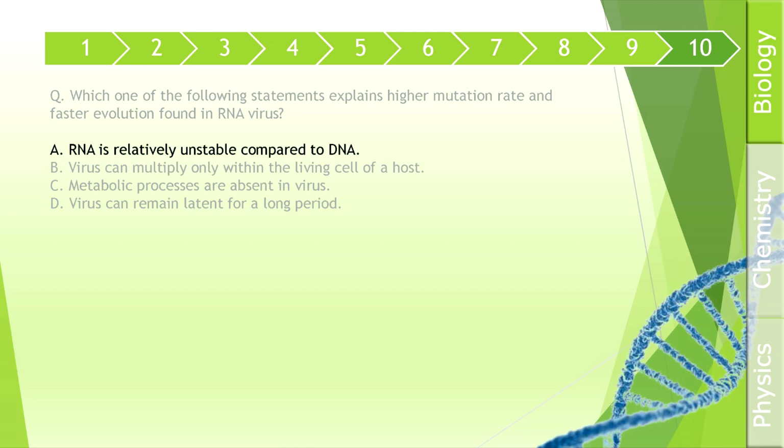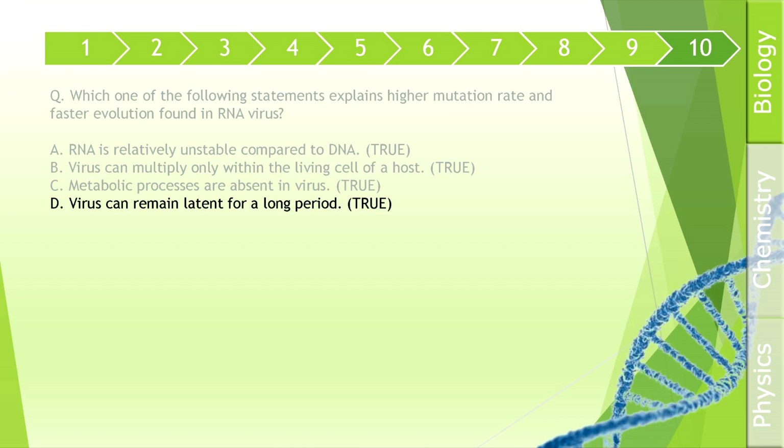Option A says that DNA is more stable, which is actually true. Option B says that a virus needs a host cell to multiply, which is also true. Option C says that there are no metabolic processes inside a virus. Assuming it is not inside another cell, this is also a correct statement. Option D is about the ability of virus to remain inactive for a long time, and this is also a correct statement. A question with such options is one of the best ways an examiner can set up question paper.